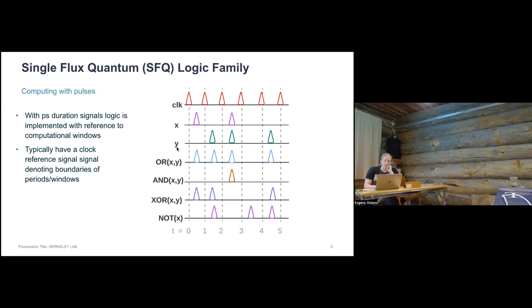And here we have two data signals, X and Y. We're doing computations within the span of a window. So for OR, we're asking, did either signal arrive in this time? So here, whenever you have a pulse in either of them, you get an output pulse for the OR gate. Similarly for AND, you're looking for any windows in which they both arrived. And then again, you have your traditional logic.